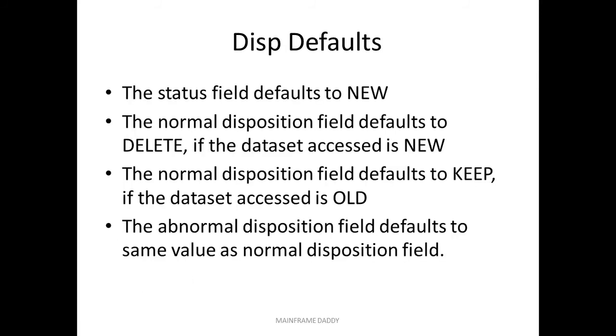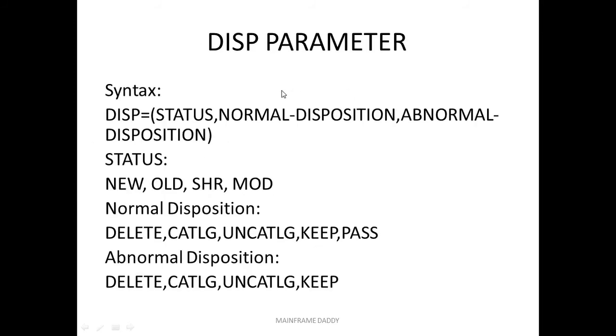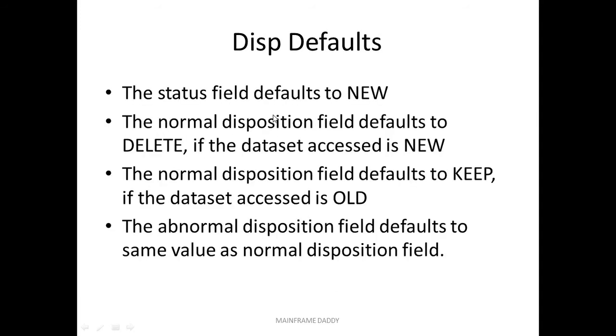So disp defaults: what are the default values that it will take for the disp? The status field, if we are leaving it blank, will always default to new. And the normal disposition field will always default to delete if the data set access is new. If you are not specifying any value here, and the data set is created new, by default it will take delete for normal disposition.